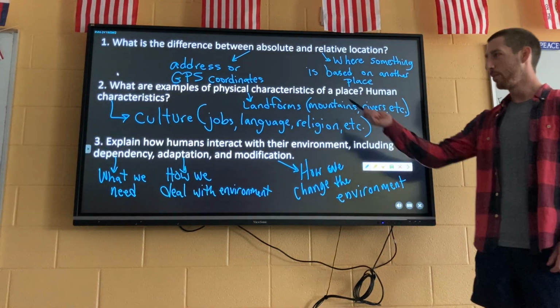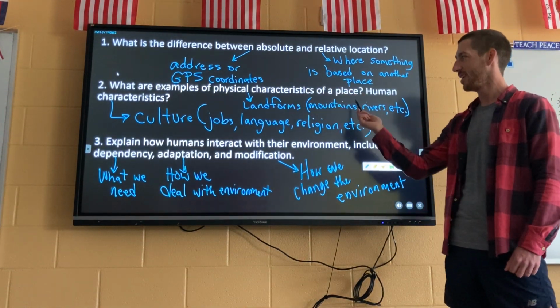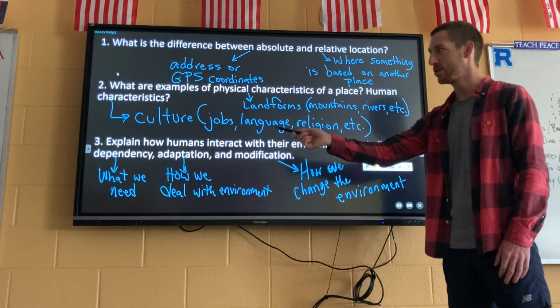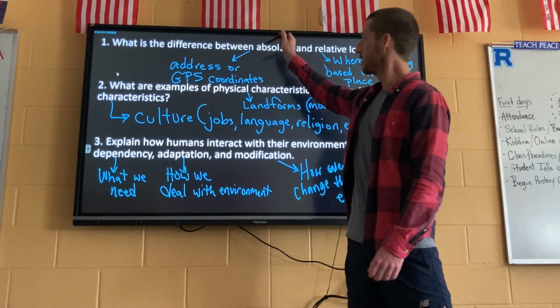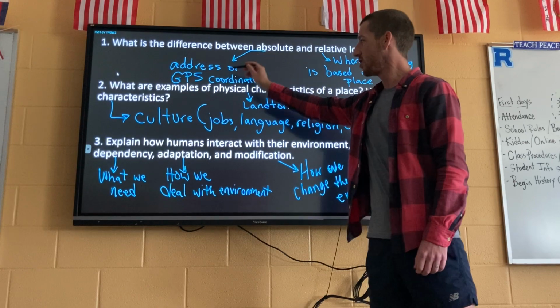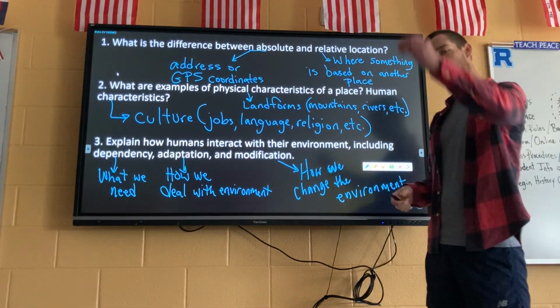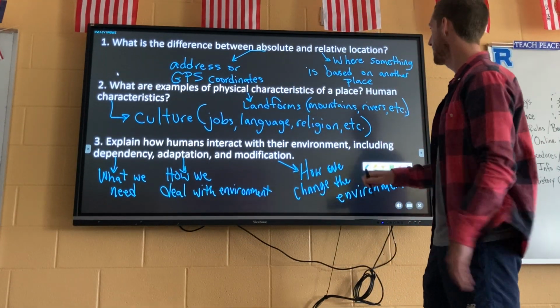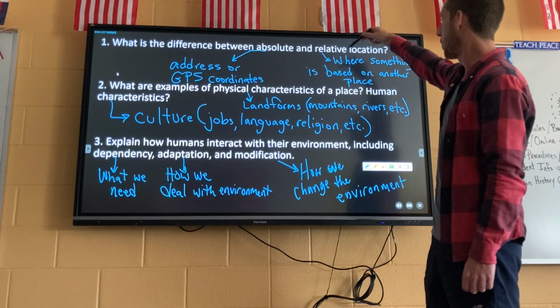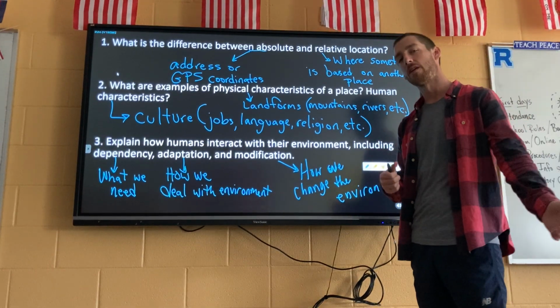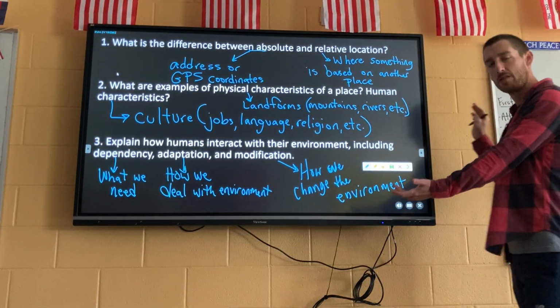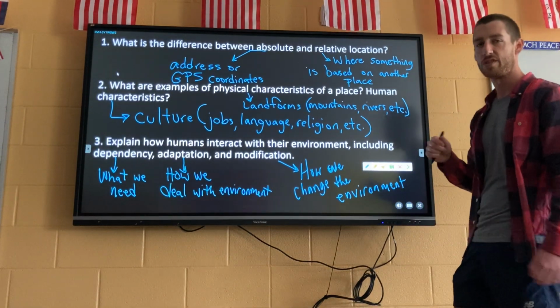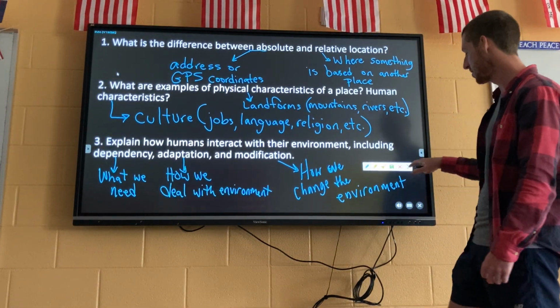All right, going back to number 2, physical characteristics are landforms. Human characteristics is culture. Absolute location is your address or GPS coordinates. If you were in a satellite, how would you find a place? And relative location, where something is based on where something else is. Okay? Pause if you need to. You'll see these questions again or something similar, so make sure you know them.